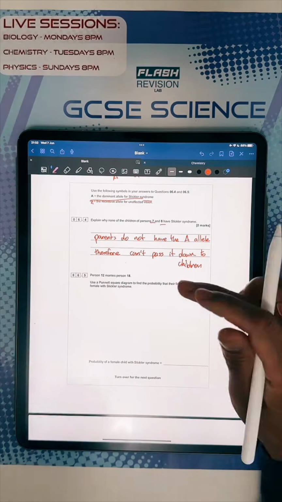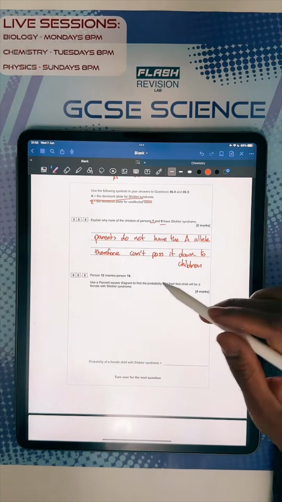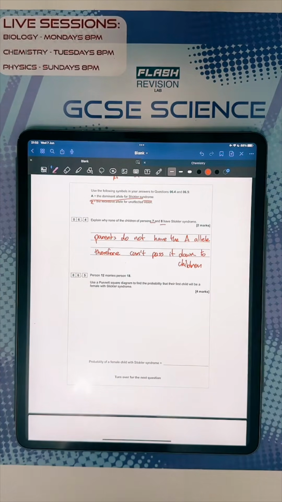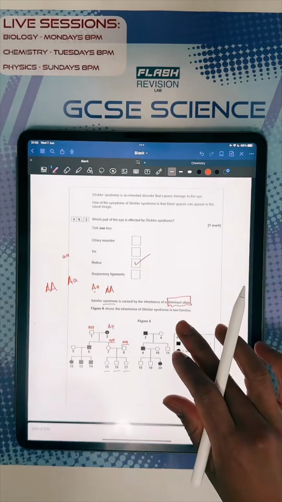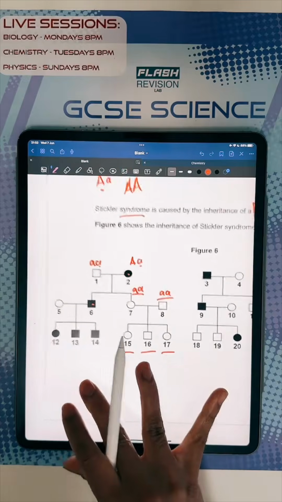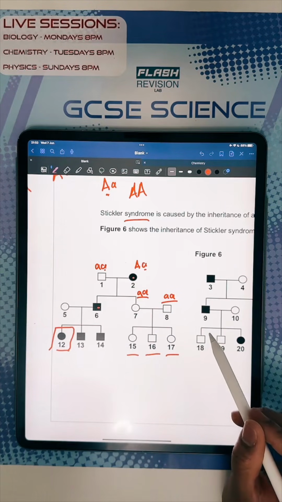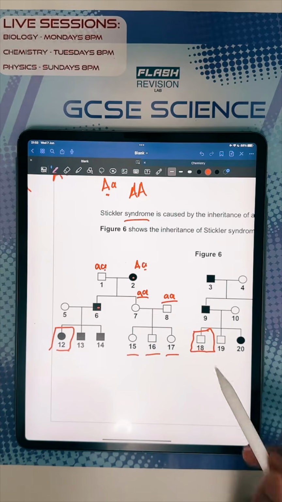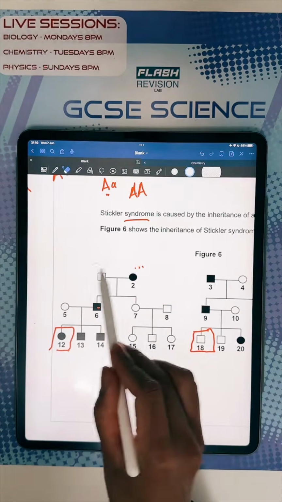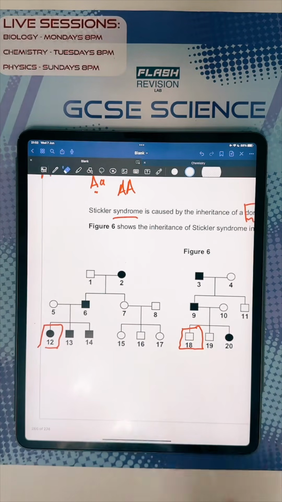Person 12 marries person 18. Use a Punnett square to find the probability that their first child will be female with Stickler syndrome. 12 and 18. Where's 12 and 18? That's here and here, okay? So first thing to do is to figure out what their genotypes are. What do you guys think? What are the genotypes of 12 and 18 based on all this information?